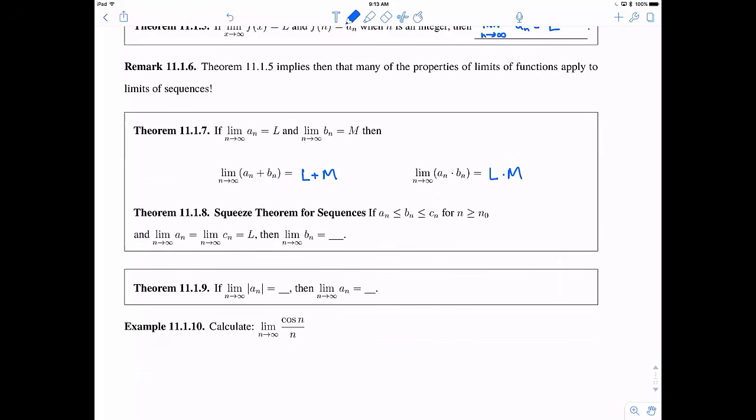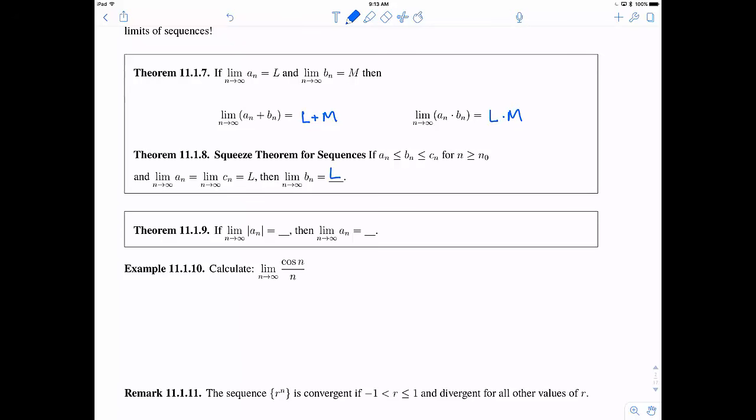And then finally, we could write down a squeeze theorem for sequences, right? So if a sub n is less than or equal to b sub n, and b sub n is less than or equal to c sub n for some n greater than n naught, and the small term and the big term approach L, so that is, a sub n and c sub n both approach L, well then the middle term, this b sub n, this middle sequence, also approaches L.